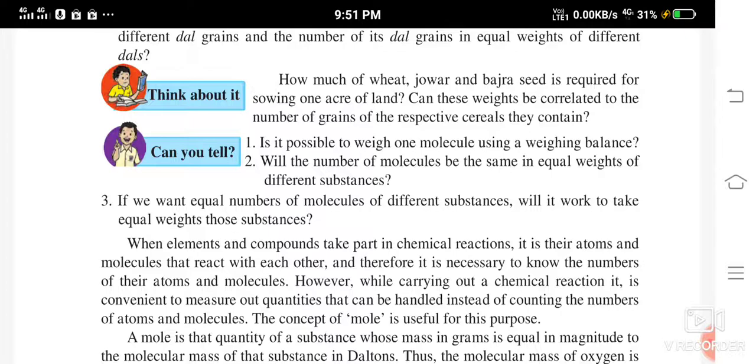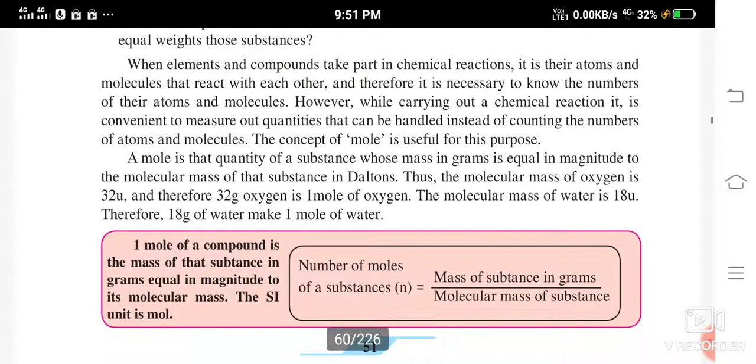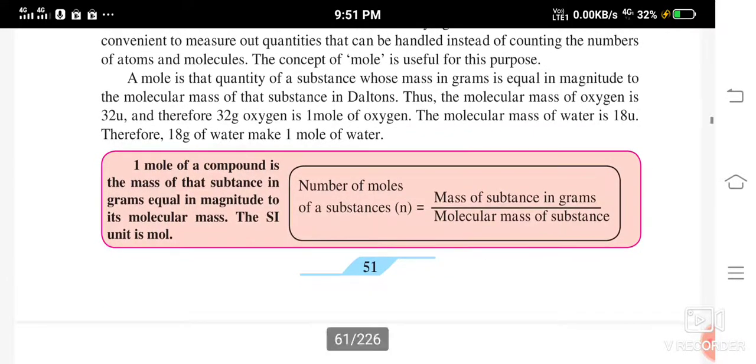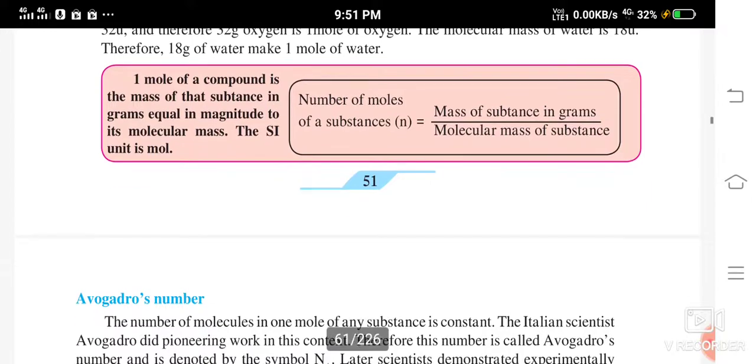In elements and compounds taking part in a chemical reaction, the molecules, their atoms and their molecules, are going to react with each other. However, it is necessary to know the number of their atoms and molecules. But it is convenient to measure quantities instead of counting the number of atoms and molecules.